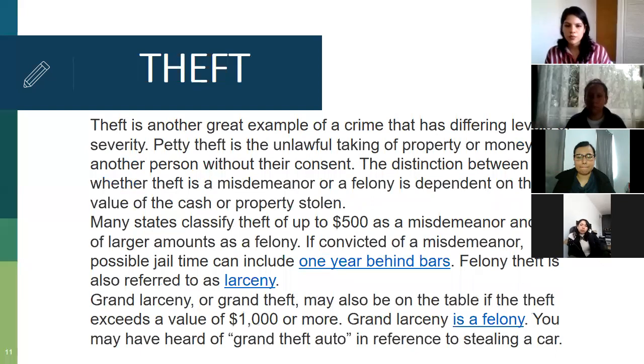Pep, Wendy, can you read this one for us, please?